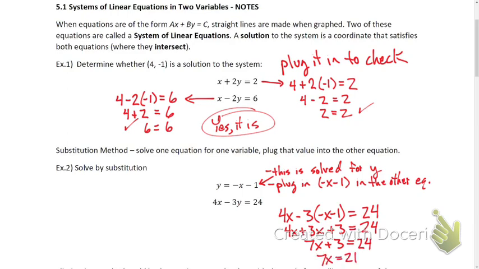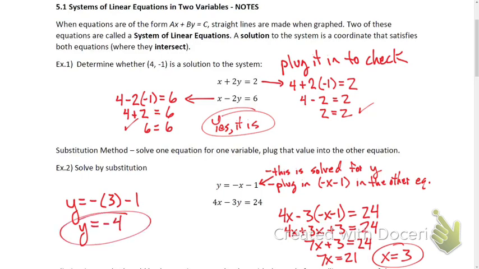And last step, x equals 3. But don't forget to get y. You need to plug in 3 into either equation. Doesn't matter which. I'm going to plug it into the first equation. And you see that y is -4. All right, that's substitution.